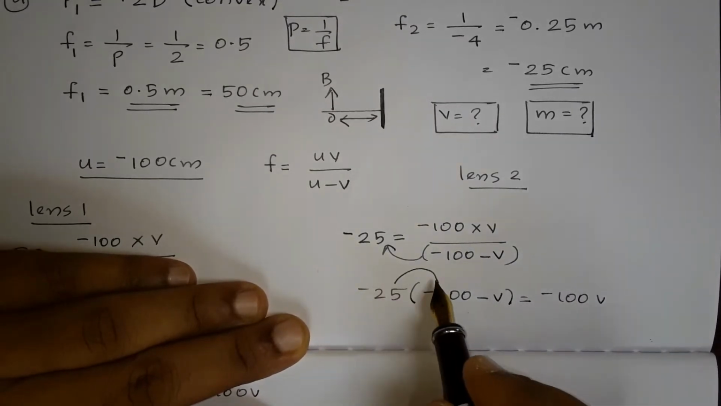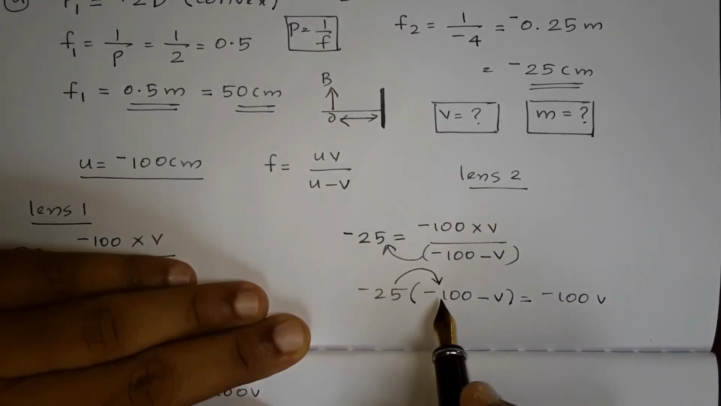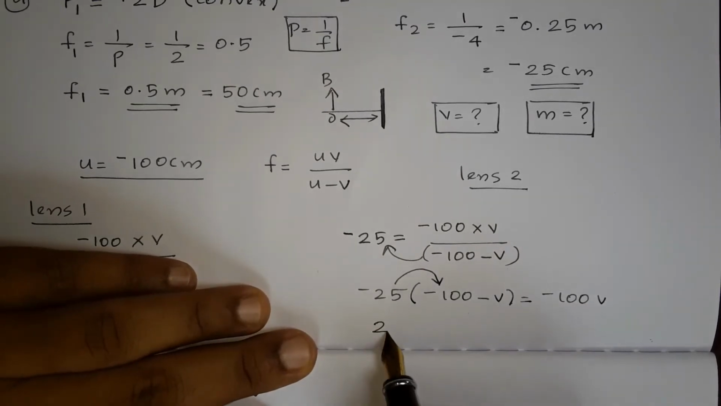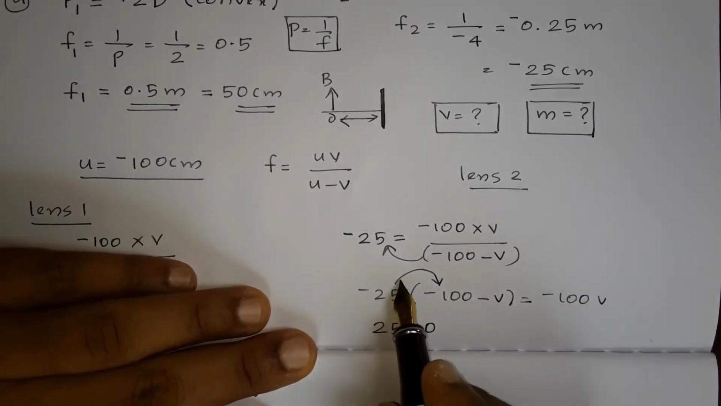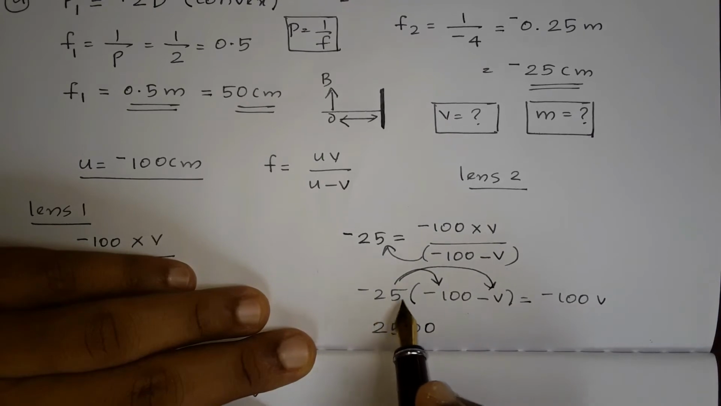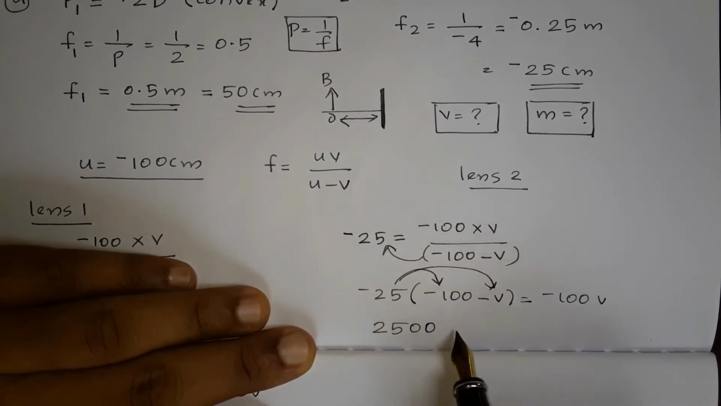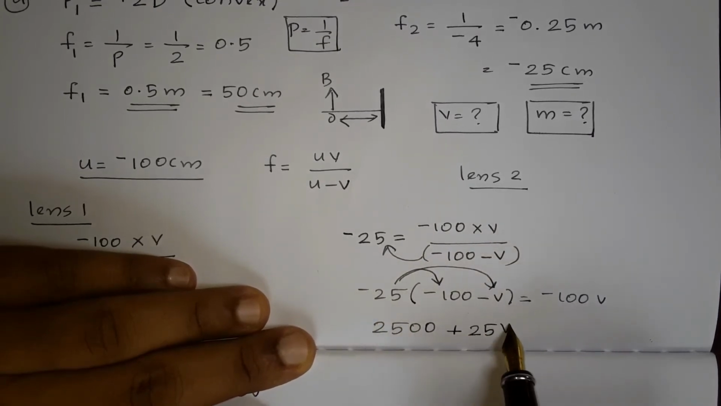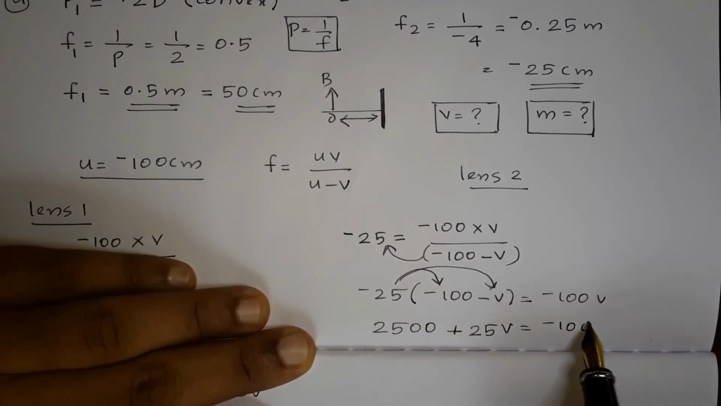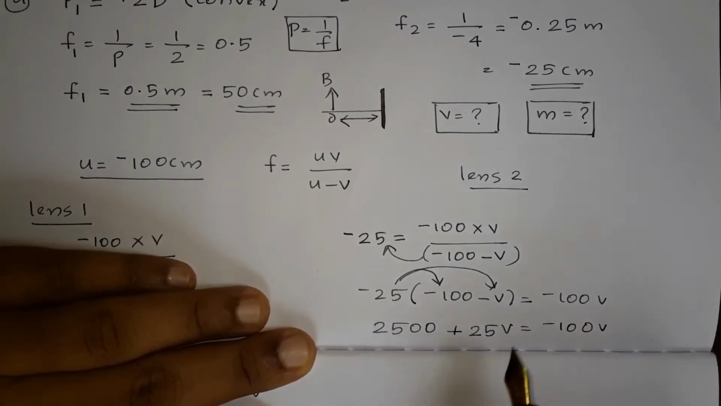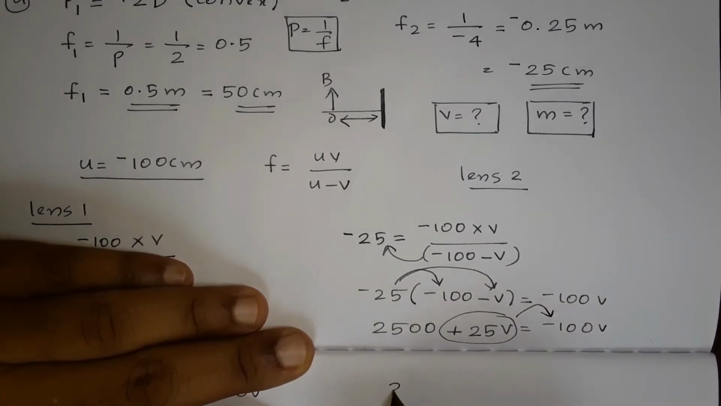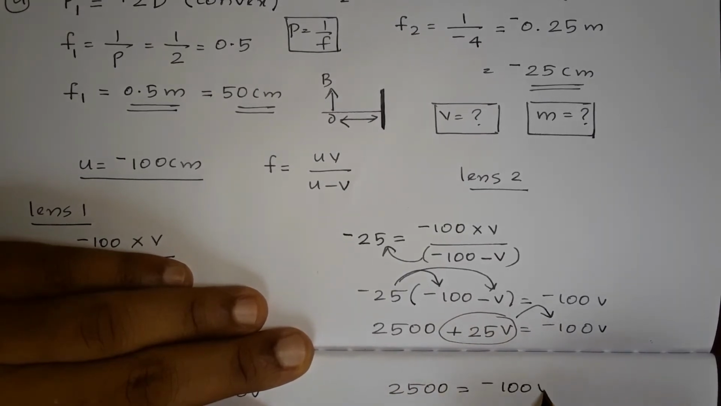The next step we have to open the bracket. Minus negative into negative, positive, 2500. Next, minus 25 into minus v, negative into negative, positive. So plus 25v is equal to minus 100v. Okay, in the next step we have to take this term with v to the next side. So 2500 is equal to minus 100v.